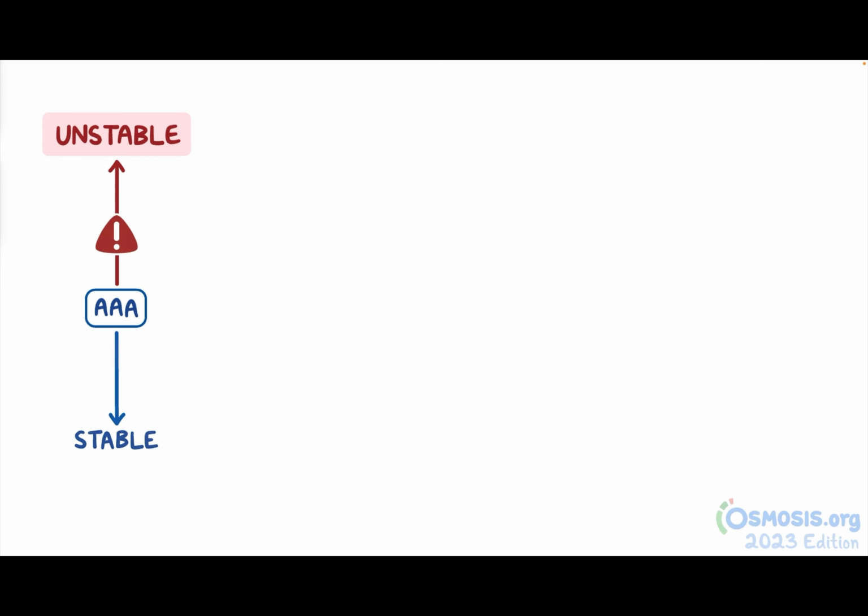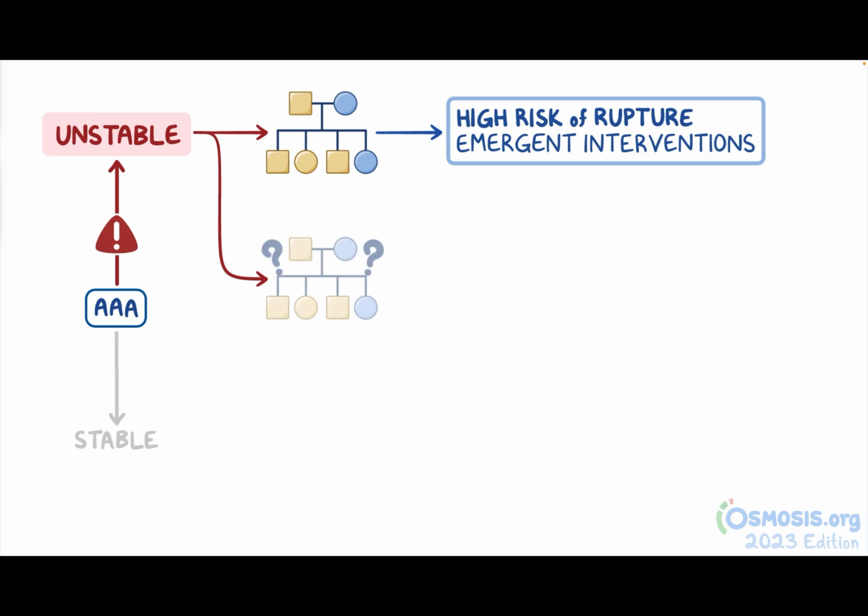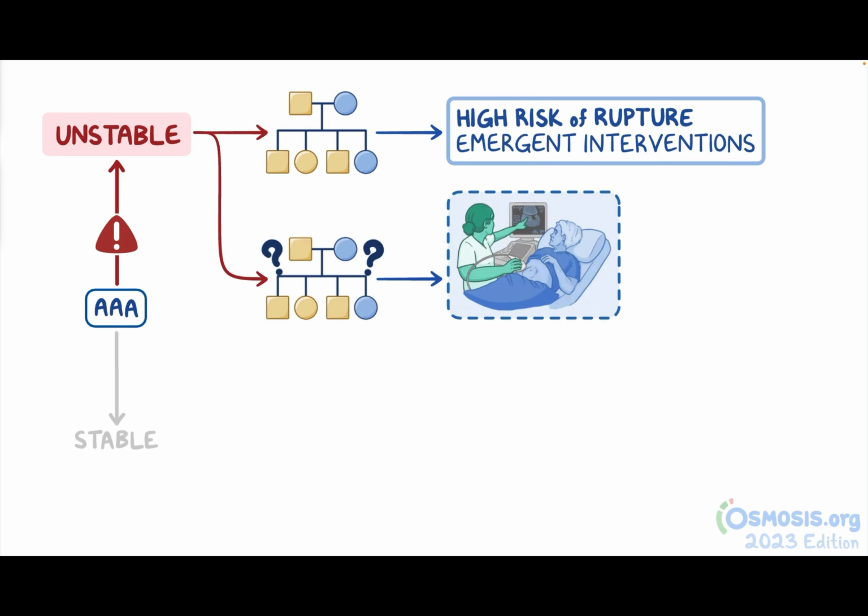All right, as a quick recap, AAA can present as stable or unstable. Unstable patients with a known history of AAA have a high risk of rupture and require emergent surgical or endovascular interventions. For unstable patients without a known history of AAA, you can perform a quick bedside ultrasound to detect an aneurysm and make a diagnosis. Any unstable patient with AAA needs an emergent surgical intervention, as life-threatening complications can occur at any time.